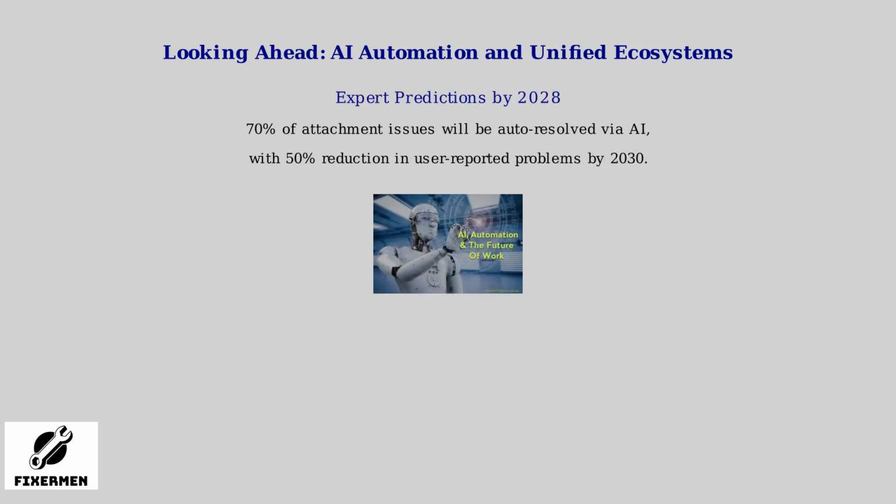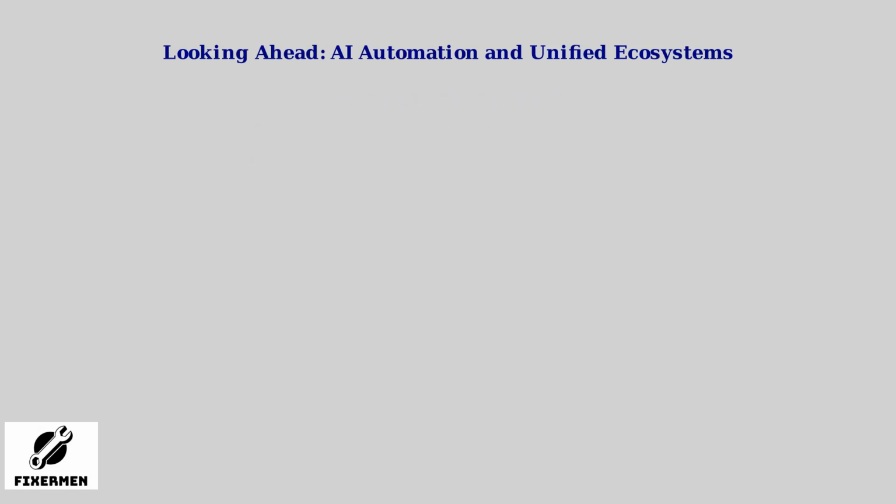By 2028, experts predict that AI will automatically resolve 70% of attachment issues, leading to a 50% reduction in user-reported problems by 2030 through better education and built-in diagnostics.